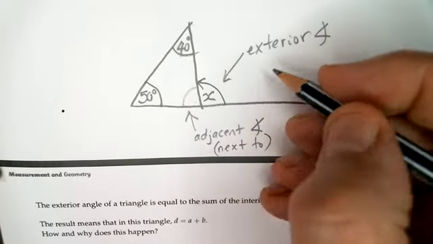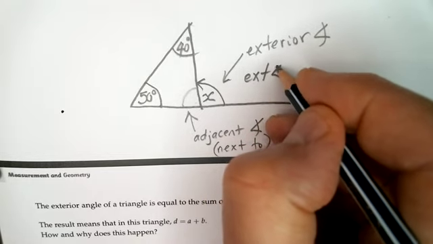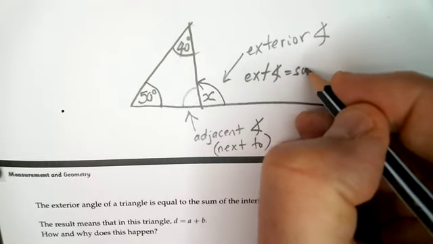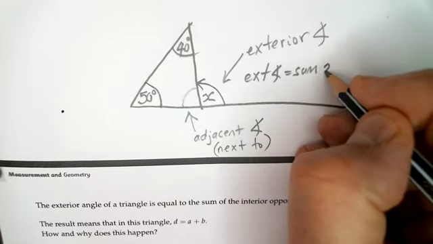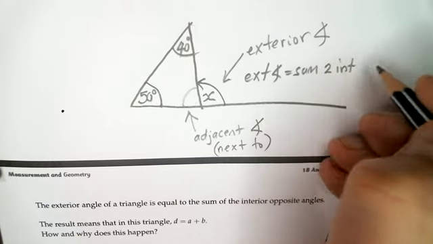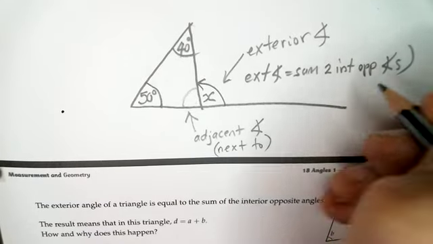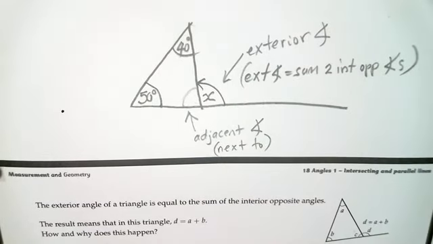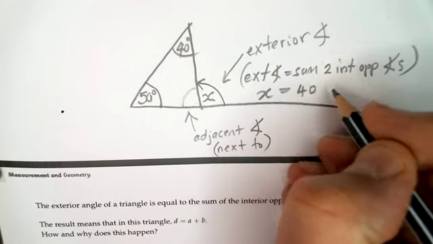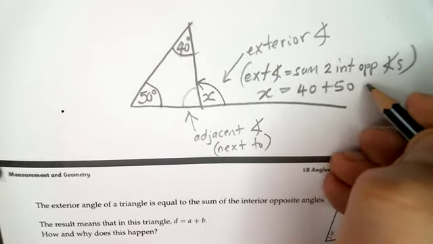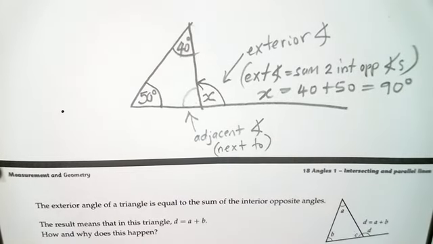So we can say the external angle equals the sum of the two interior opposite angles. So what does that make X? Well, X, therefore, must equal 40 plus 50 equals 90. So that's how we would find that.